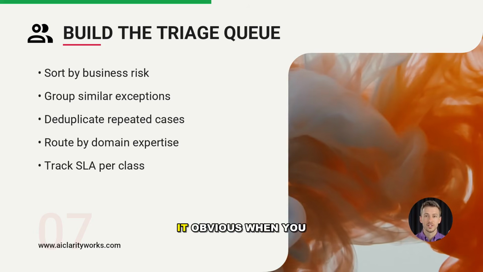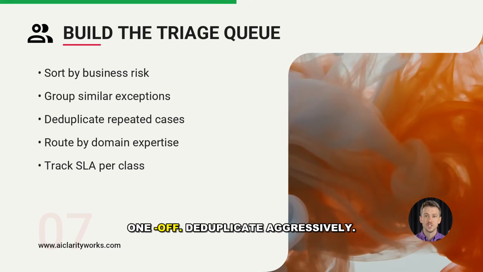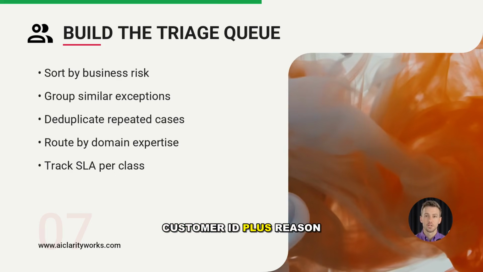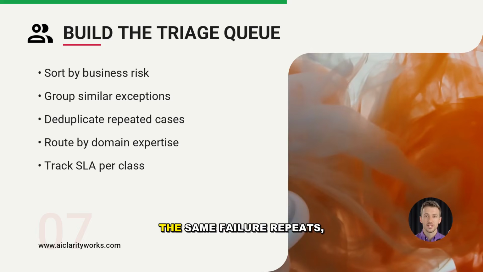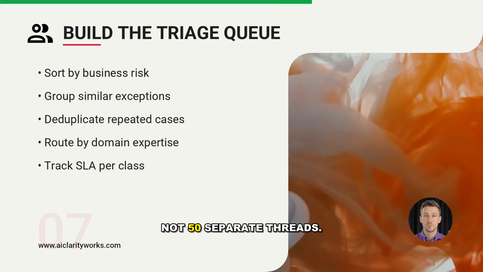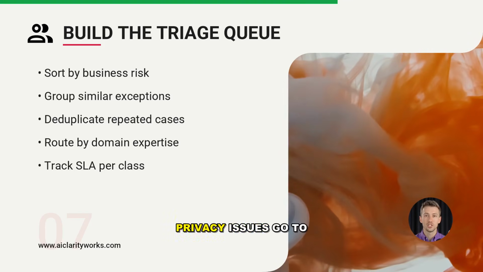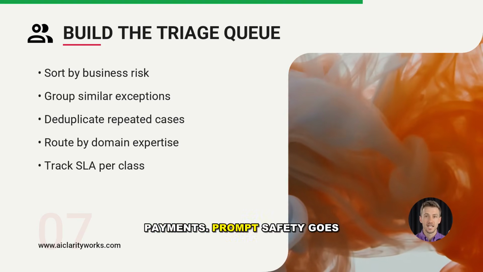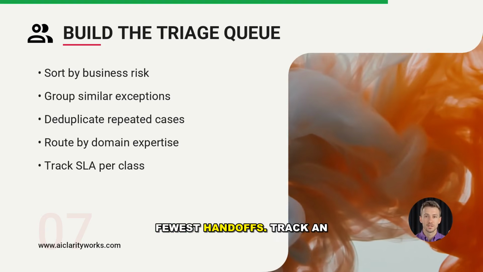That also makes it obvious when you are dealing with a systemic issue versus a one-off. Deduplicate aggressively. Use stable fingerprints like customer ID plus reason code plus policy version plus input hash. If the same failure repeats, you want one master case with a counter, not 50 separate threads. Route by domain expertise. Privacy issues go to privacy. Payments go to payments. Prompt safety goes to safety. The fastest resolution comes from the fewest handoffs.